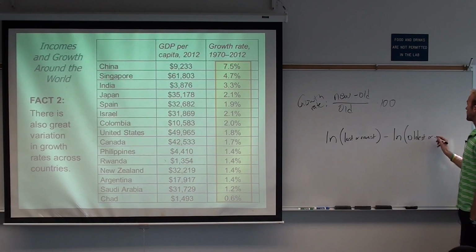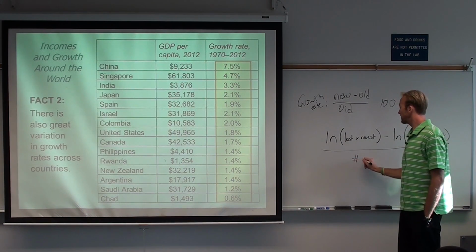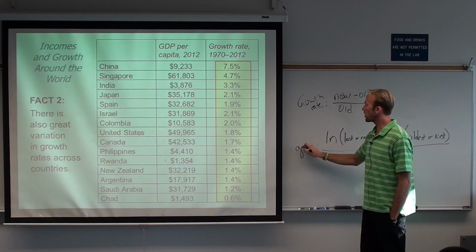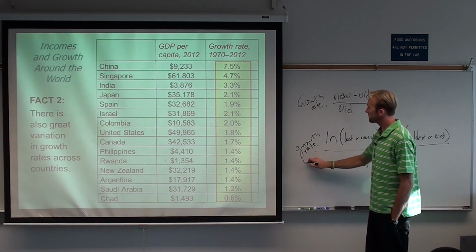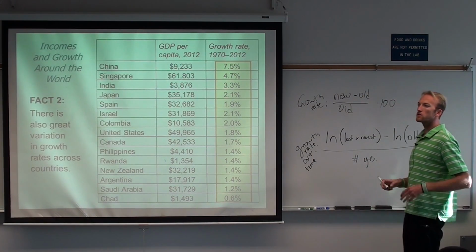You subtract the natural log of the oldest or first number, and you divide by the number of years. And this will get you the growth rate over time. Okay, that'll get you the growth rate over time.